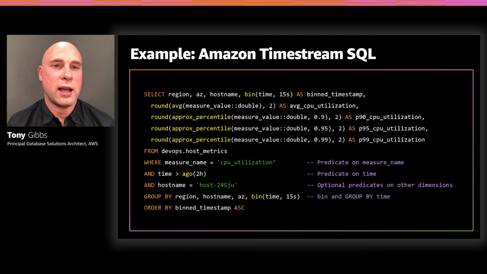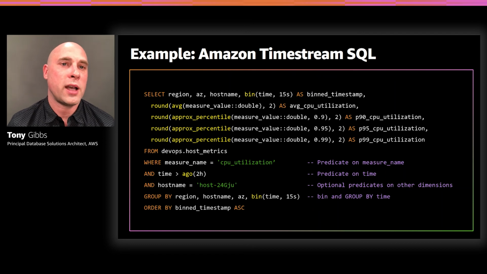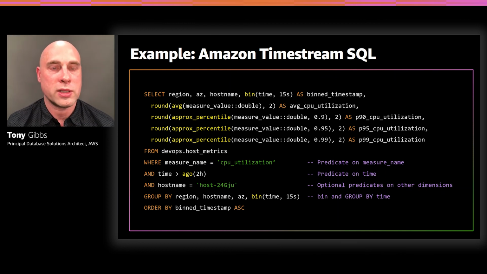The next is time. Obviously, being a time series database, the vast majority of queries are going to have some sort of predicate on time, and we do make assumptions for that to be there. In this particular query here, this is just querying the last 2 hours. And then a lot of times queries are going to have predicates on a handful, maybe one, maybe two, or it could even be more of the dimensions. So in this particular case, there's a predicate on the host name.